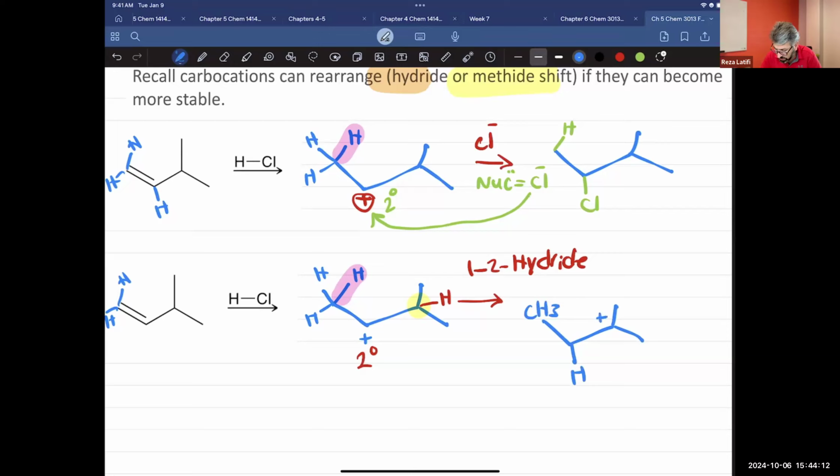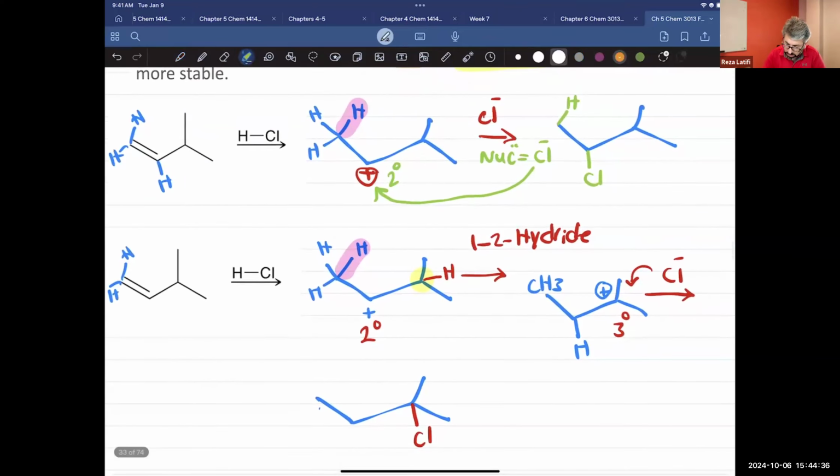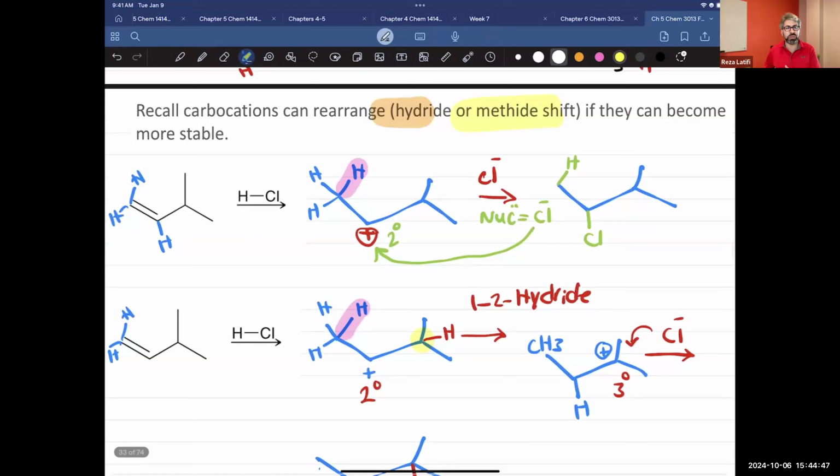Now we will have a tertiary carbon, and this tertiary carbocation will be attacked by chloride. Because it's more stable than secondary, your final product will be this. So chloride will be added here. As you see, instead of adding the chloride to the second carbon, the chloride is now added to the third carbon, if we start from the left. So if there is a chance to do a rearrangement and get a more stable carbocation, then do it. Thank you very much.